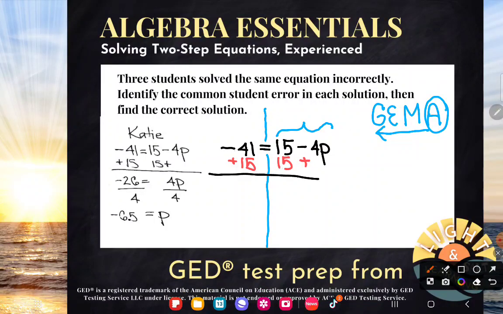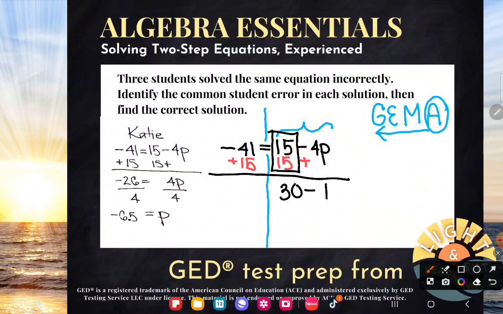Let's actually follow through with it. Let's do what she said she was going to do. This is not the number negative 15. This is the number positive 15. If you took 15 plus 15, would it cancel out? Does it zero out? No, it doesn't. 15 plus 15 is 30.